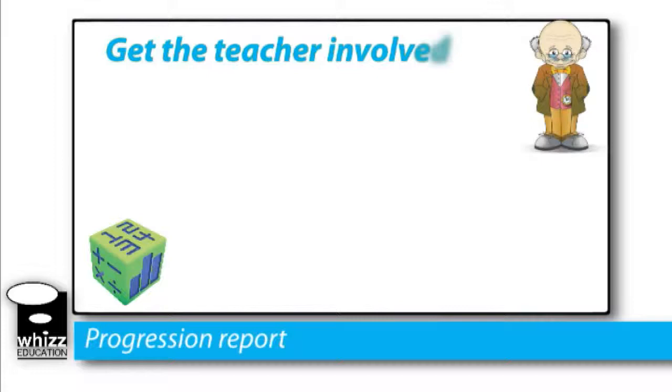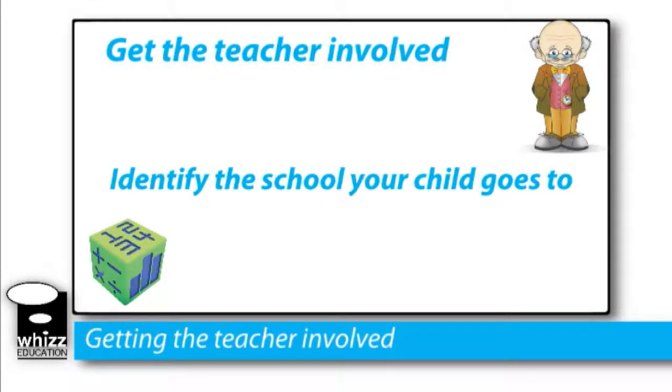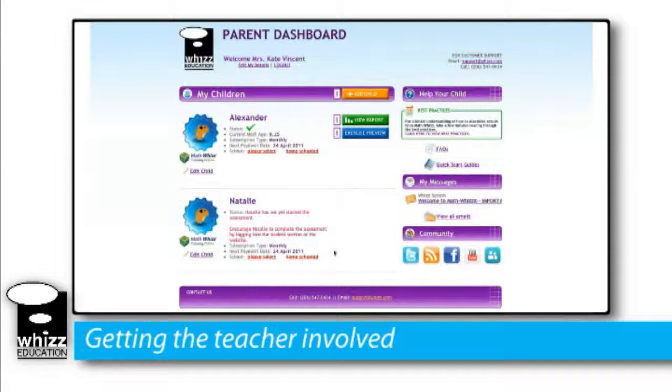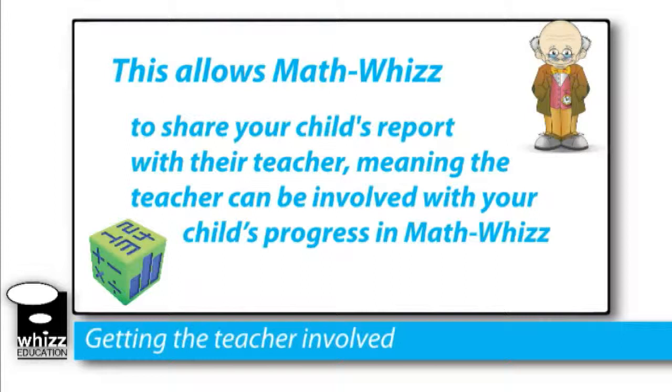In fact, one of the other things you can do as a parent is get your teacher involved, and you can do that by identifying the school that your child goes to. So for example, with Natalie here, you can identify the school Natalie goes to by clicking on Please Select here and identifying your child's school. What that will allow Whizz to do is share your child's report with your child's class teacher. And that's really beneficial for you, because what that means is your teacher can be involved with your child's progress through Whizz.